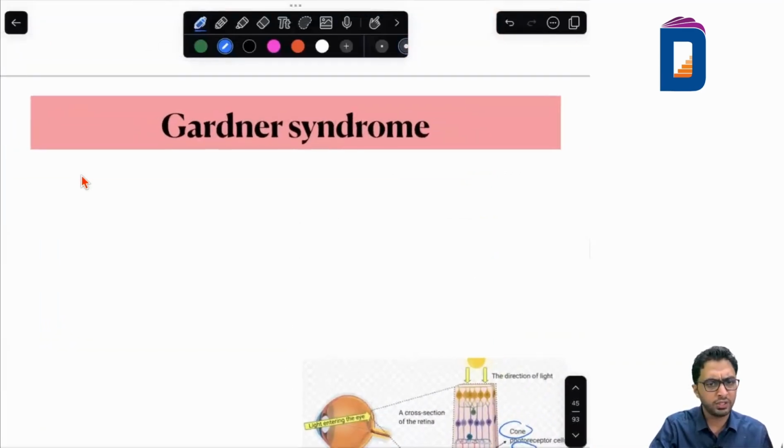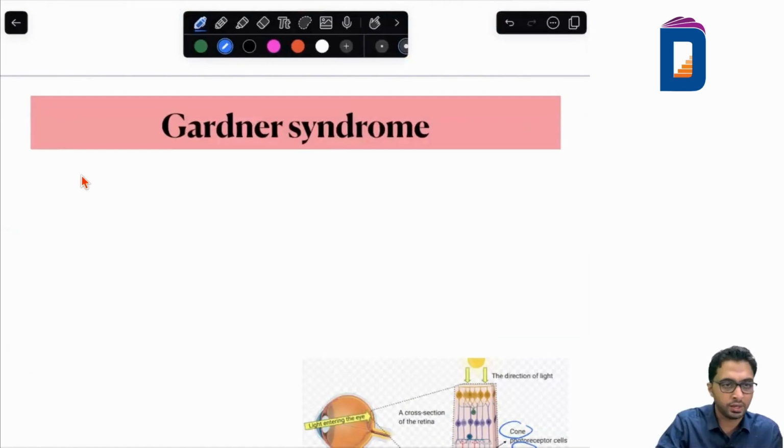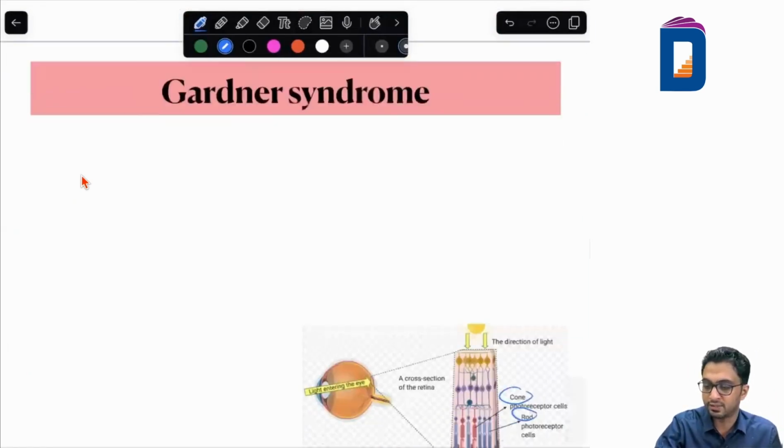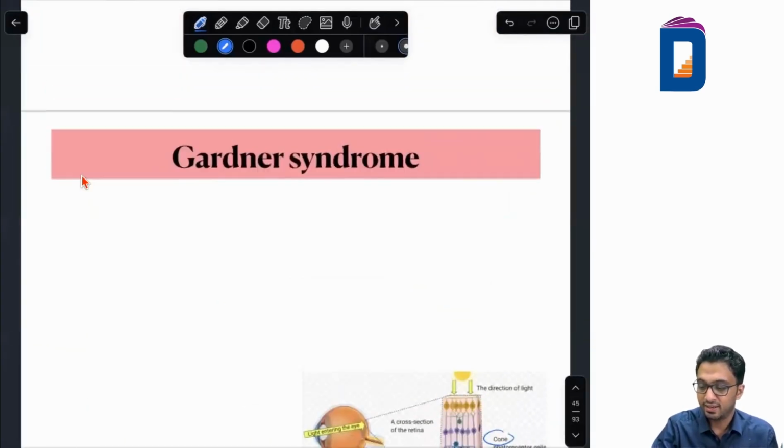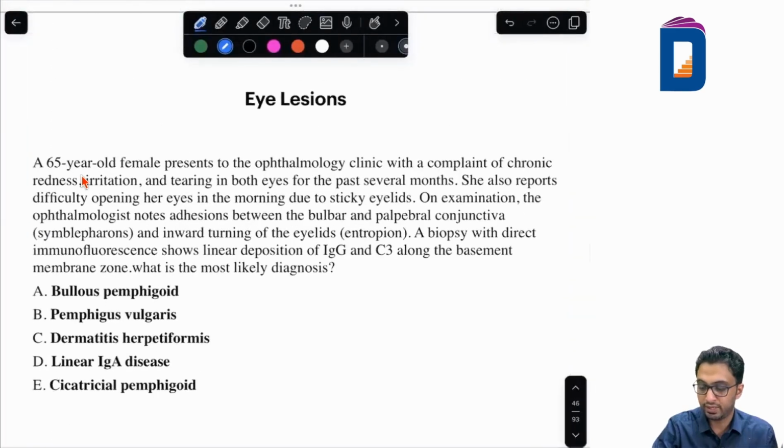What are other lesions? What are very common lesions? Polyps, the cell polyps. You get multiple supernumerary teeth. You get osteomas. You learn this in your oral pathology, but when you learn it, connect it. Epidermoid cysts, desmoid tumor. I'm not going into details of that, otherwise your time will be consumed. Now, another eye lesion.